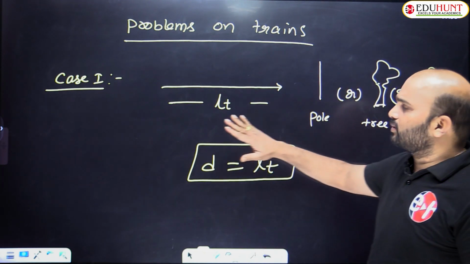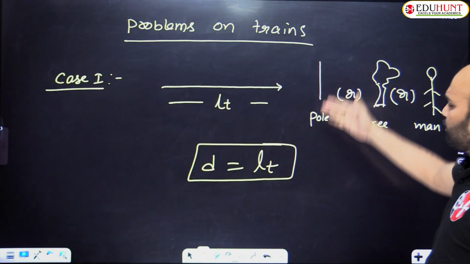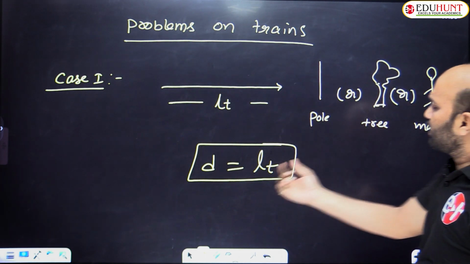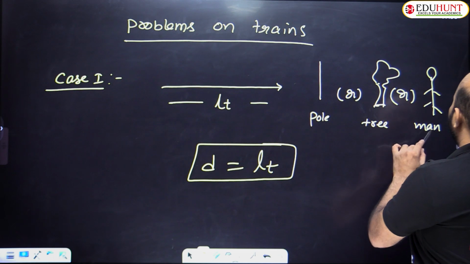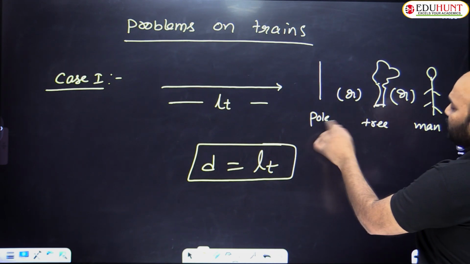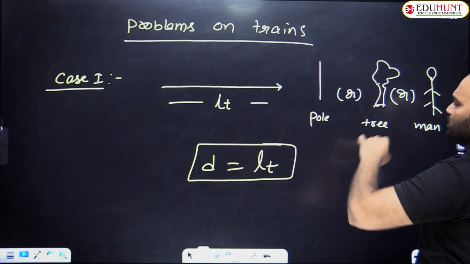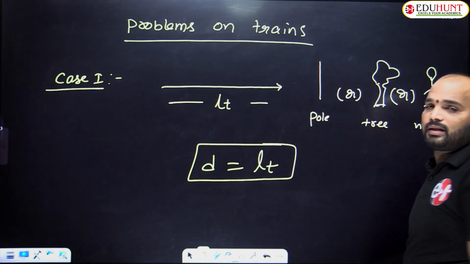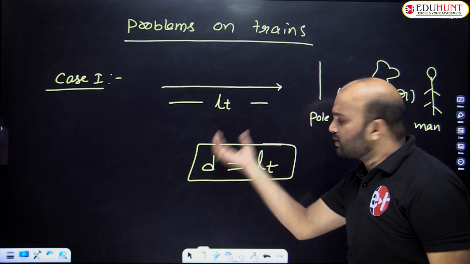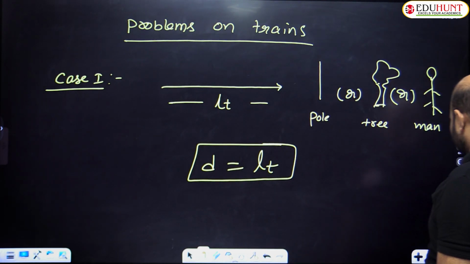So in the first case, a train crosses a pole or tree or man, it covers a distance equal to its length, because a pole, tree and man don't have length. So these are constant objects. A train crosses a pole or tree or man, it covers a distance equal to its length. Nothing but the length of the train is the distance. This is case 1. Am I clear?